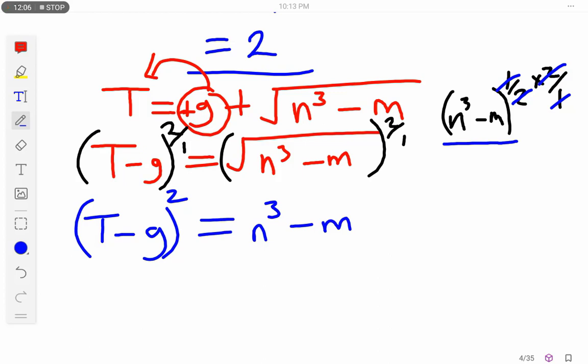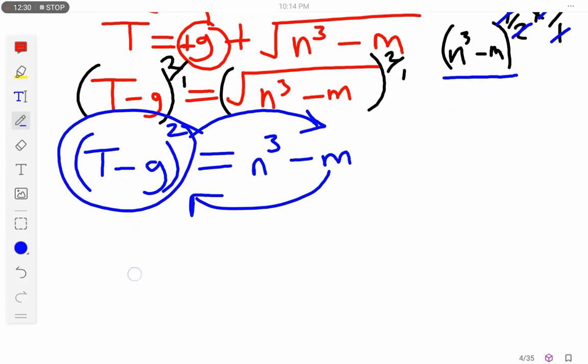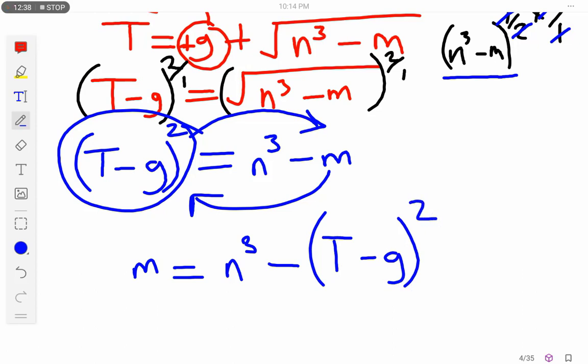Now we don't want to have an M as a negative, because we are making it the subject of formula. It should be a positive. So we are going to take it this side. Once we do that, we are also going to take the whole expression that side, and it becomes a minus. So when we do that, we will get M is equal to N cubed, then minus the whole expression T minus G to the power of 2 like that. Once we are at this stage, we have made our M the subject of formula.